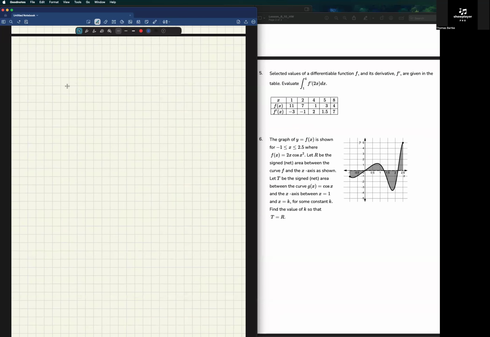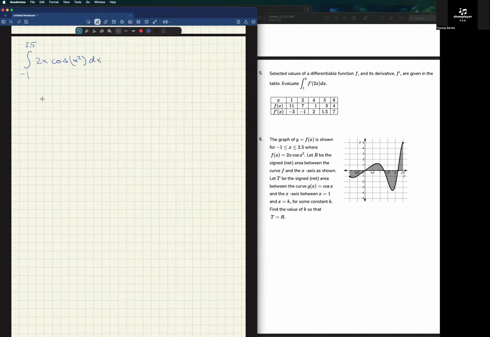Okay, so we're finding the integral. Let's start with the integral. Let R be the signed net area between the curve and the x-axis as shown. So we're going to go from -1 to 2.5. And that's going to be the area of 2x cosine squared of x. No, that's not it. That is different. That's a different thing: cosine of x squared dx. Okay, so that is the net area of this.